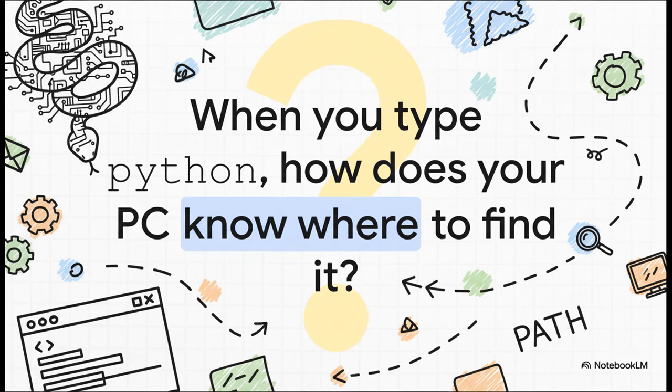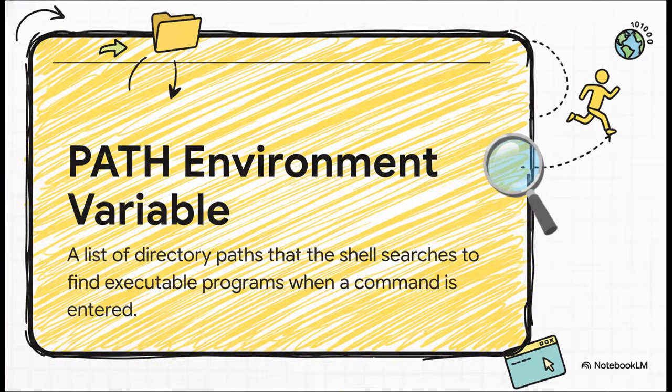You know you installed the program. So when you open up a terminal and just type the word python, how in the world does your computer know where on your hard drive to find that specific program file? The answer is the path. The path is basically a treasure map for your command line. It's just a simple list, a list of folder locations on your computer.